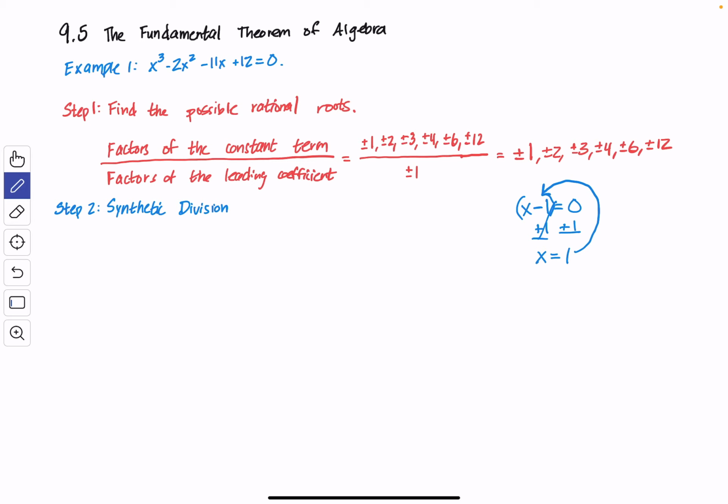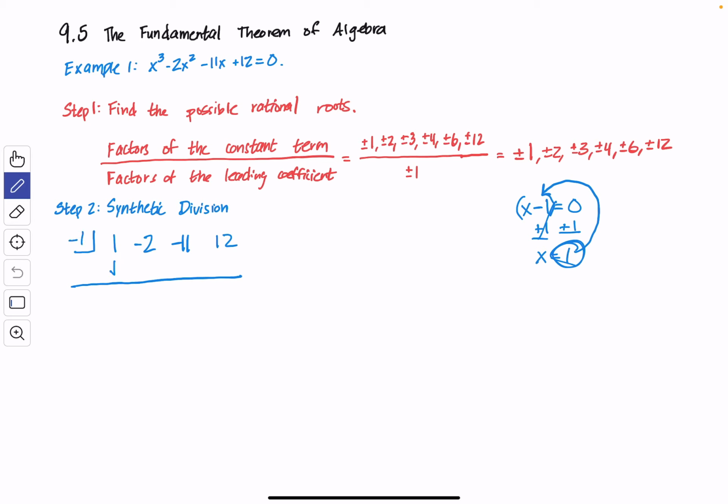Keep that in mind, because when we do synthetic division, you have to remember that we use the opposite number in the box. Let me show you what I mean. We set up the little box in the corner. We use all of the coefficients of the polynomial, all the numbers in front of our x's and then our constant. So that's a 1, a negative 2, a negative 11, and a positive 12. I'm going to test to see if 1 is an answer, so in my box, I have to write a negative 1. That's how synthetic division works.